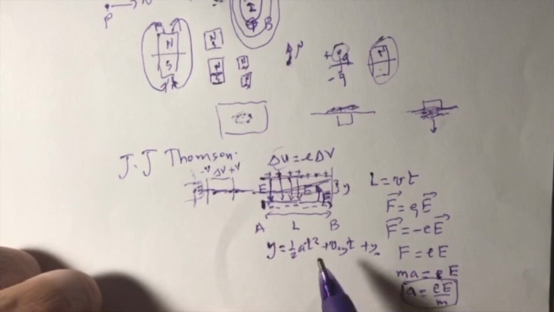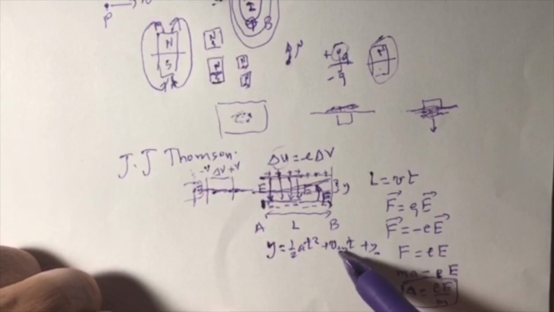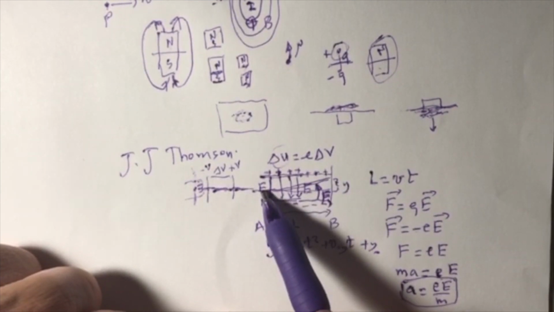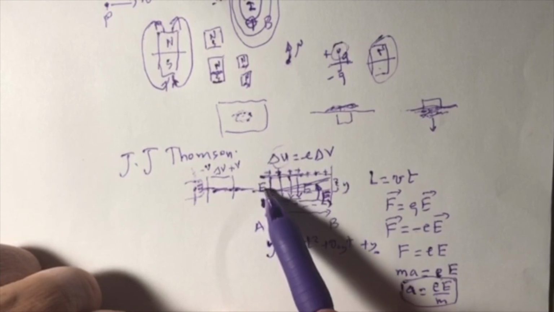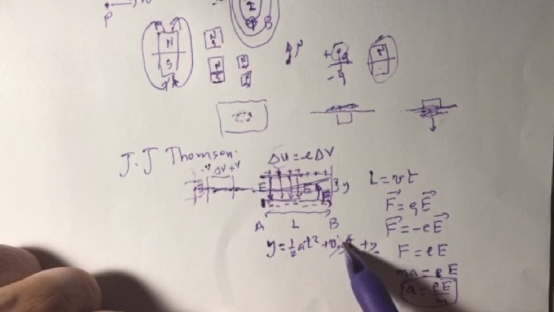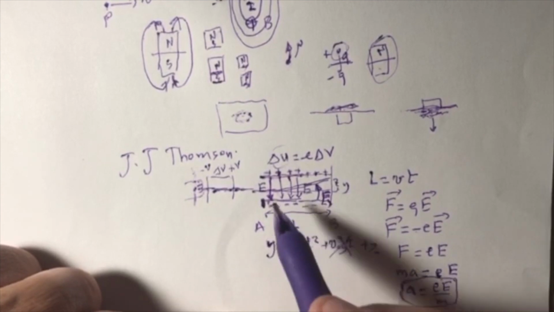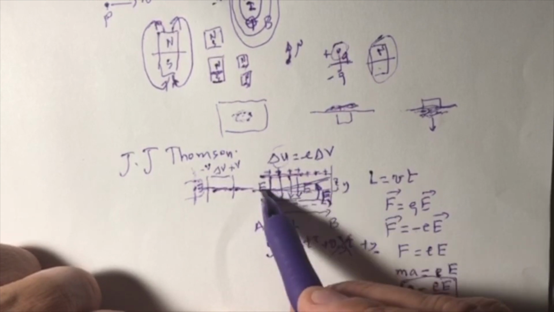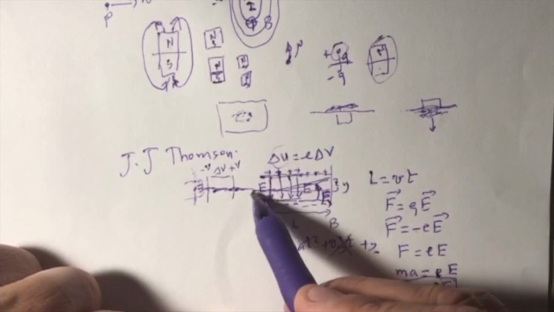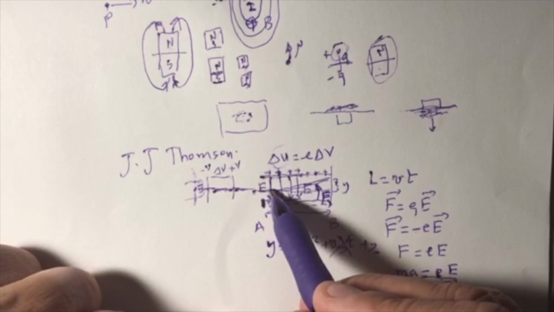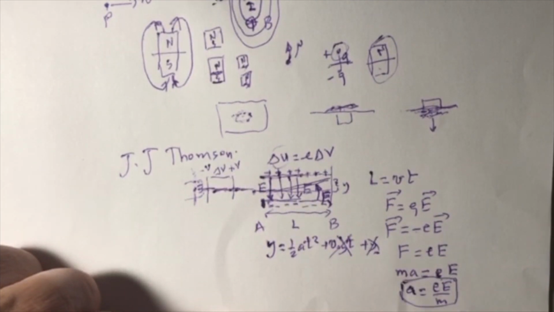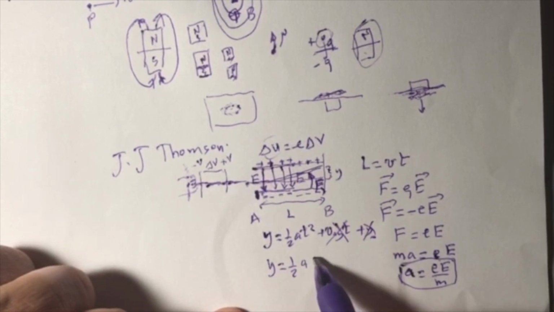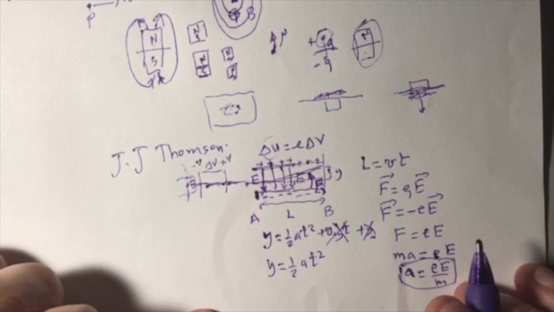Now, we don't have an initial velocity in the y direction, because if we started from here, the electron doesn't have a velocity in the y direction. So this one is 0. We can also say at time t equal to 0, we choose this as our origin in the y direction. So at time t equal to 0, the electron is at 0 location. And then we have y is equal to 1/2 a t squared. It becomes simple.